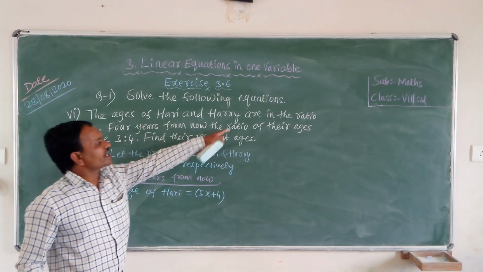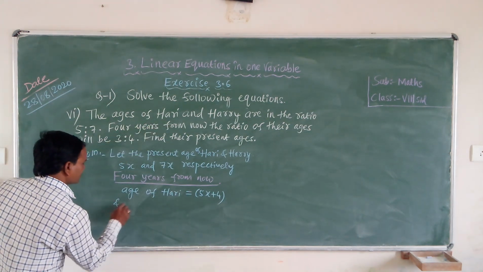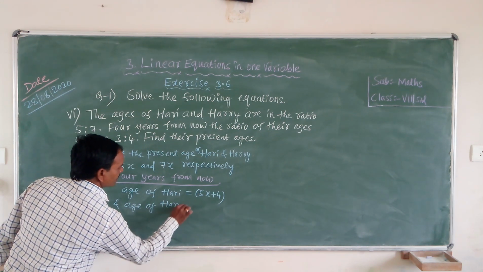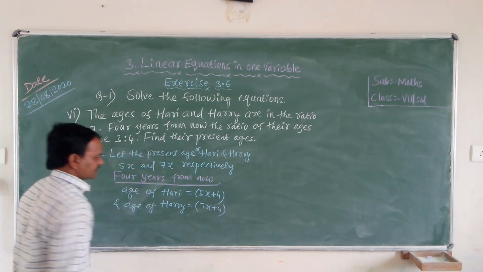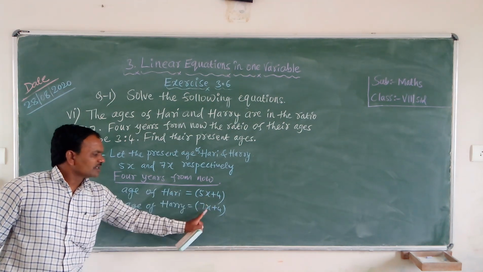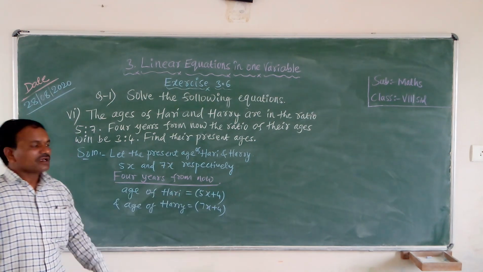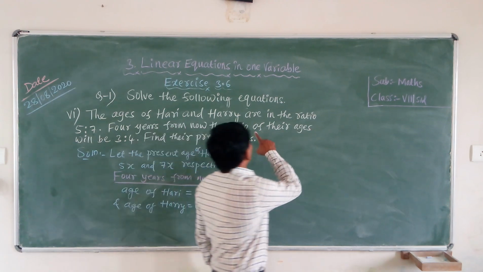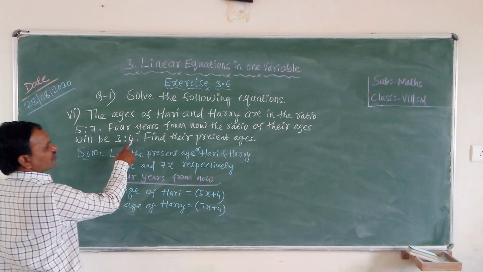4 years from now, the age of Harry is 7x plus 4. Both ages 4 years from now are 5x plus 4 and 7x plus 4. From now means addition. And the continuation is: the ratio of their ages will be 3:4.